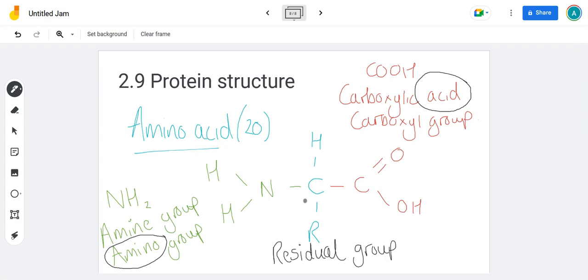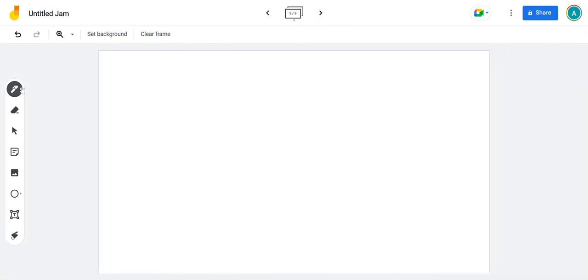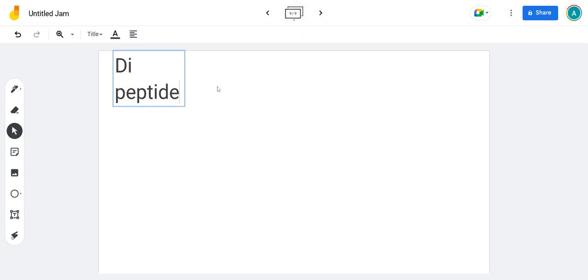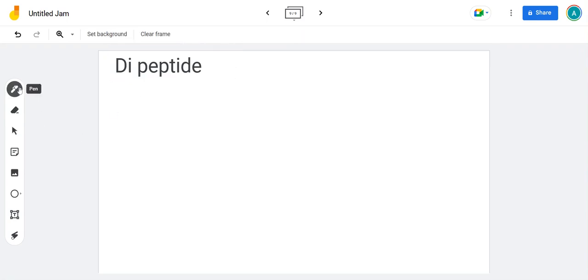Okay. The next part of this spec point is how do two of these amino acids join together? So two amino acids joined together is called a dipeptide, di for two. So a dipeptide is two amino acids joined together, and you'll need to know how this happens and be able to draw it. You're unlikely to have to draw it all from scratch. You'll probably have to finish something that they've started drawing.